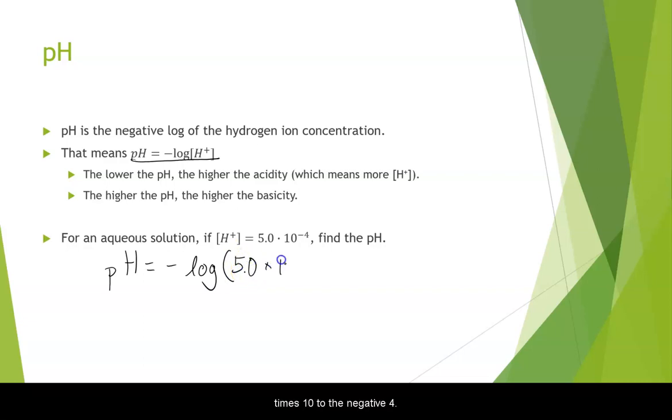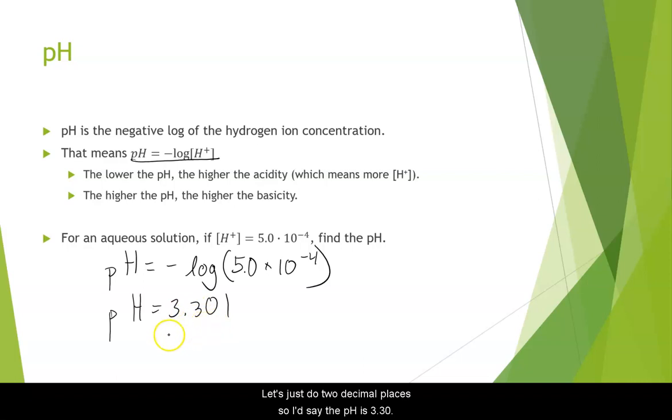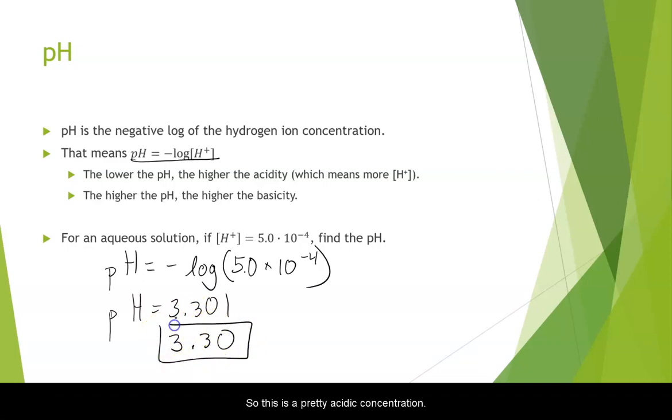5.0 times 10 to the negative fourth. I'm just going to enter this in my calculator, and I found that the pH is 3.3010299. Let's just do 2 decimal places, so I'd say the pH is 3.30. So this is a pretty acidic concentration.